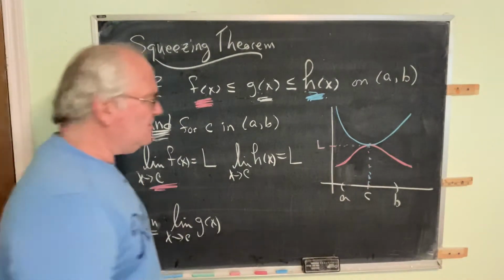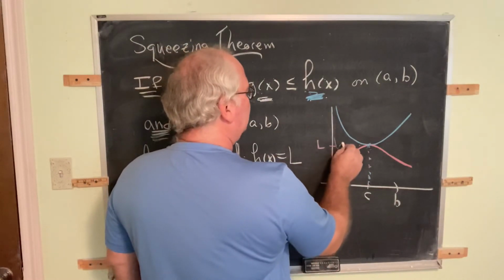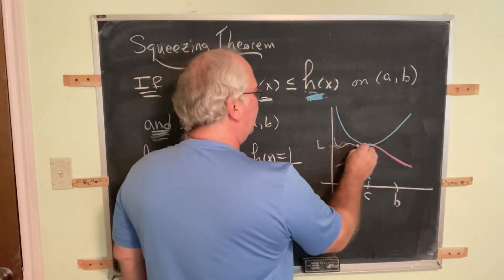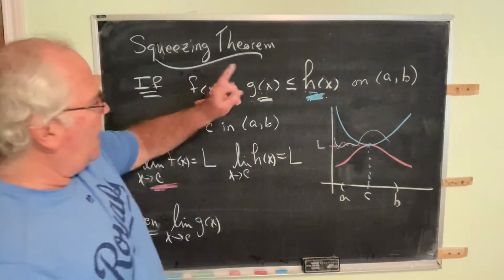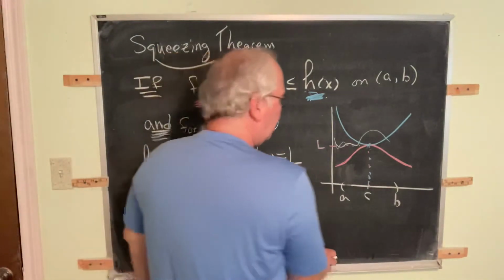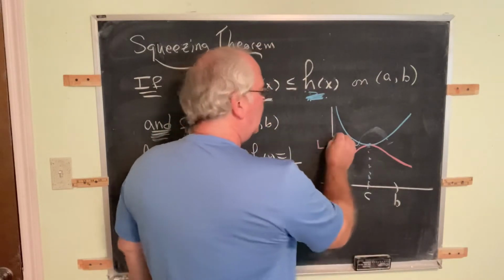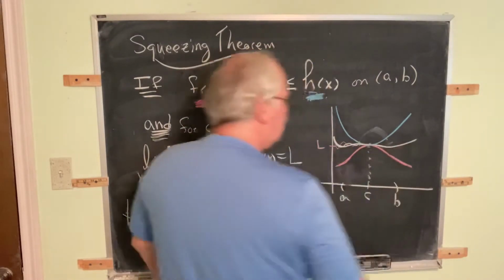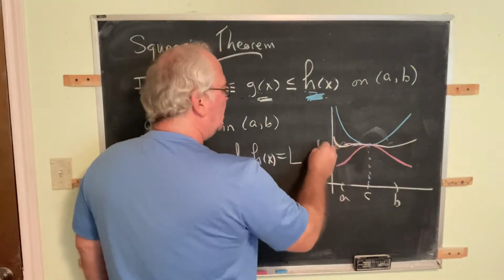Well, what are some possibilities? Maybe g is like this. g's in the middle, g comes in here, and then it hops up here. Why is that not allowed? That's not allowed because we've required this. Is it clear what must happen? g, the function in the middle, must also go to L.